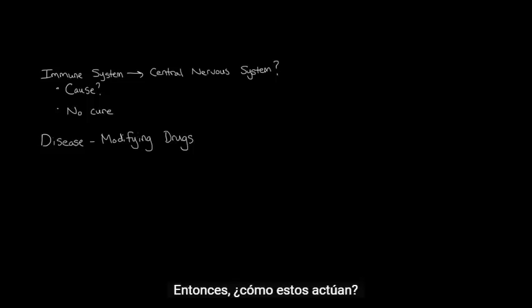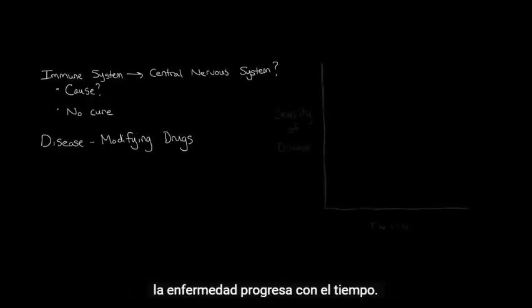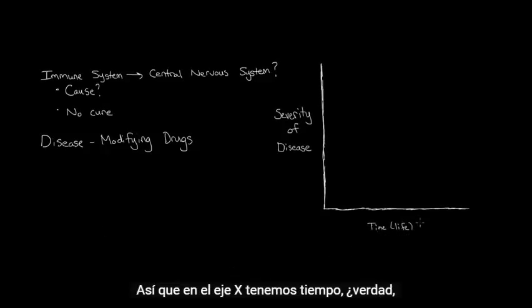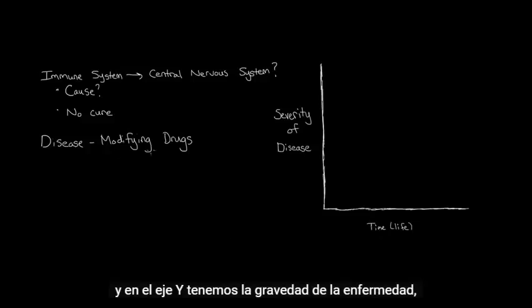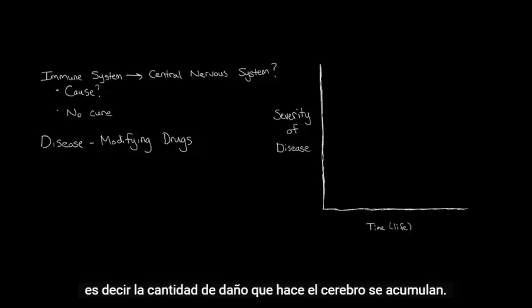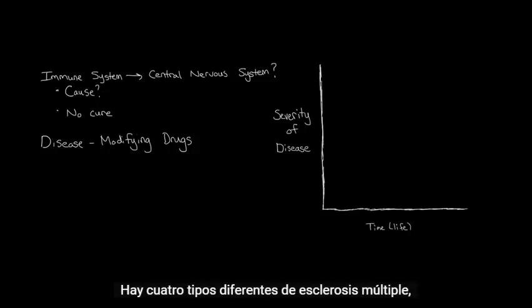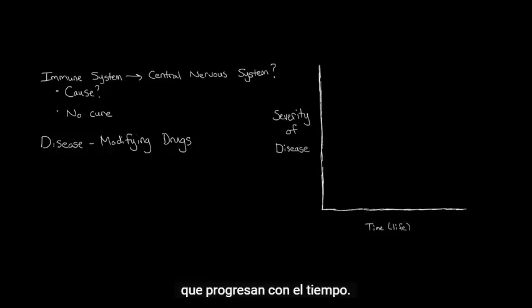So how do these act? Well, remember that in multiple sclerosis, we can really track the way that the disease progresses over time. So on the x-axis we have time, in terms of the lifespan of the individual. And on the y-axis we have the severity of the disease, that is, how much damage does the brain accumulate. There are 4 different types of multiple sclerosis, each characterized by the way that they progress over time. The most common type is the relapsing remitting form.